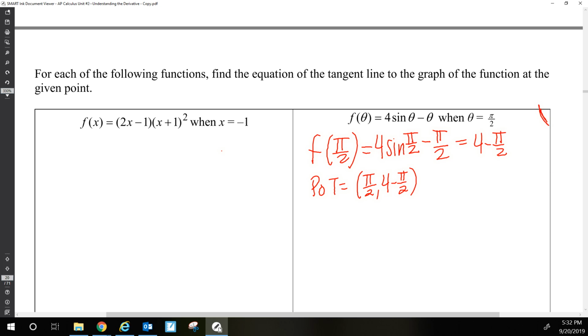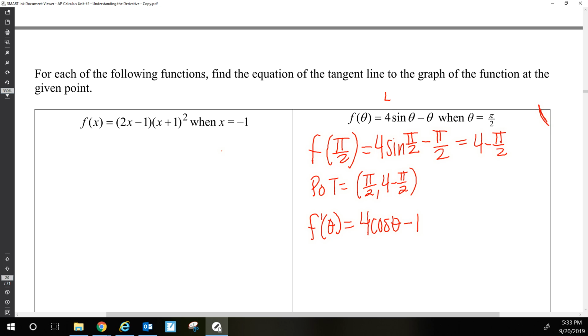All right, then we need to find the derivative of theta. Well, we just found out the derivative of sine theta is cosine theta. So derivative of 4 times sine theta is going to be 4 cosine theta. Derivative of theta is just a number here. It's just a variable. What's the derivative of negative theta? That'd be -1, because the coefficient out here is 1.